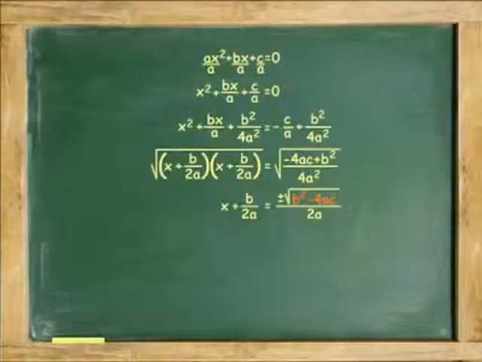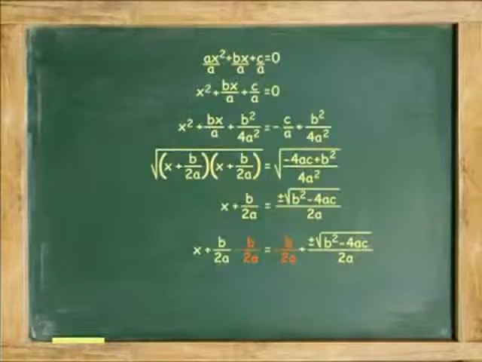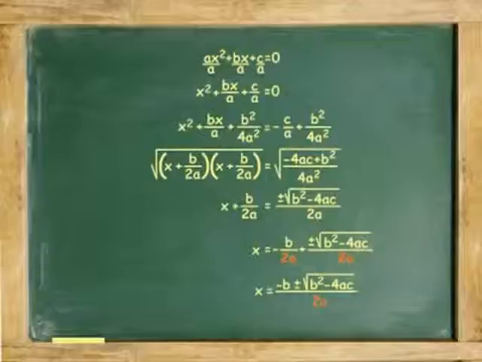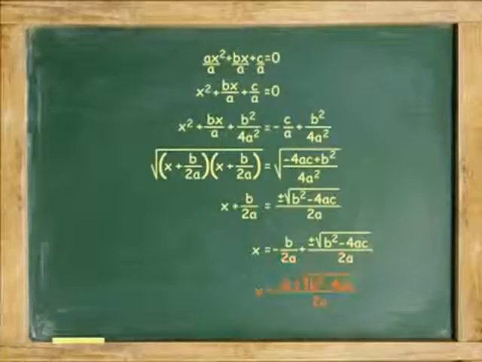Step 6. Solve for x by subtracting b over 2a from both sides. Because both expressions on the right-hand side of the equation have the same denominator, place both numerators over the same denominator. This is the formula for quadratic roots.